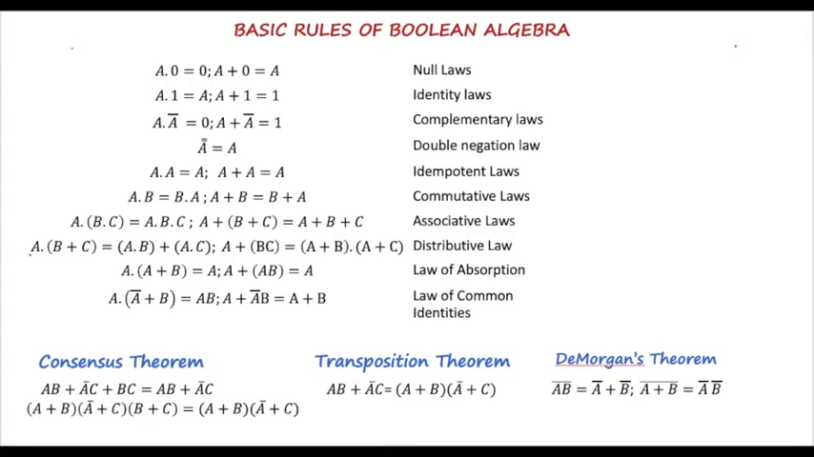Now let's discuss this relation. These are called the distributive laws, where you can see A ANDed with B or C equals A and B ORed with A and C. And here you can see A ORed with B and C equals A or B ANDed with A or C. First I will discuss this relation by logic gates, and then using a truth table.